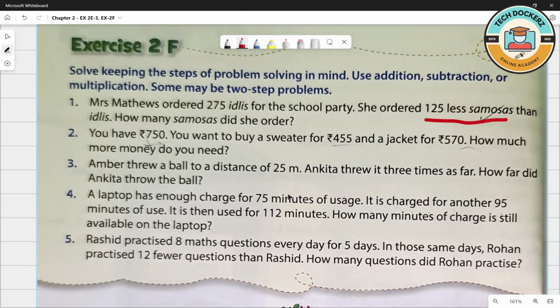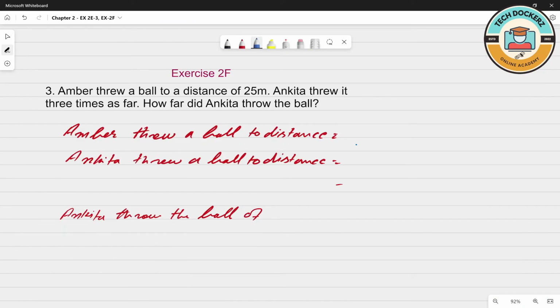So in this question, we are comparing the distance covered by the ball thrown by Amber and Anikita. Once we are comparing the numbers, we will do the subtraction. In this question, 2 steps are involved. First, we need to calculate how far Anikita threw the ball than Amber. Then we will calculate the difference in the distance covered by the ball thrown by Amber and Anikita. So let's solve this question.